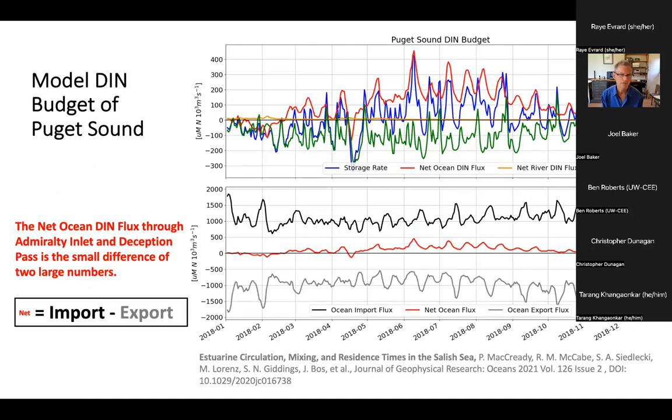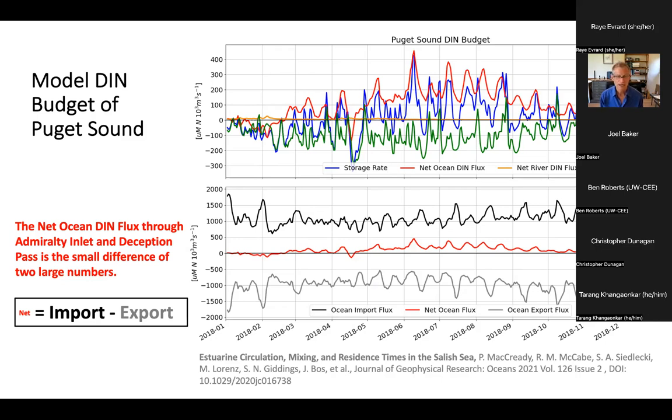Here's a similar budget from a model of the region, that thing called LiveOcean that I run, and it's for just one year, 2018, and just for the Puget Sound volume, in contrast. And now instead of annual means, you're looking at time series. What I've plotted in the top, the main thing to look at, is the red curve, which is the net DIN flux into the system through the seaward end of the Admiralty Inlet.